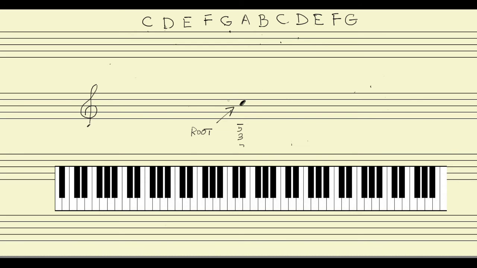So now what do we need? We need a third above the C. So what is a third above the C? We go C1, D2, E3. So E is going to be a third above C. And then we need a fifth above C. So we're going to go C1, D2, E3, F4, G5. So G is going to be the fifth above C. Let me again write this over here, just so we have a nice uncluttered chord to look at.